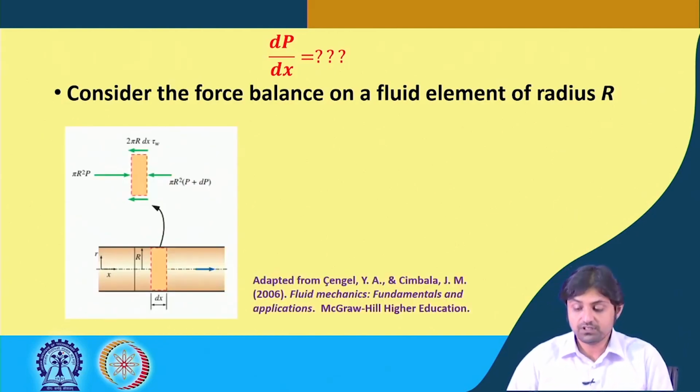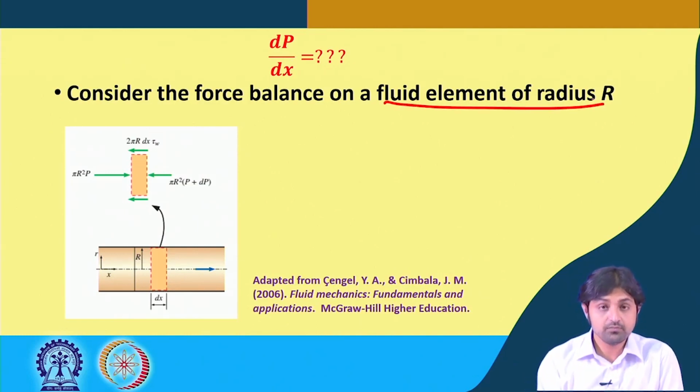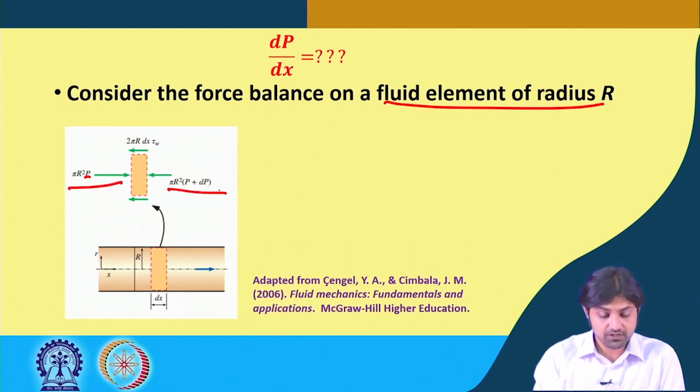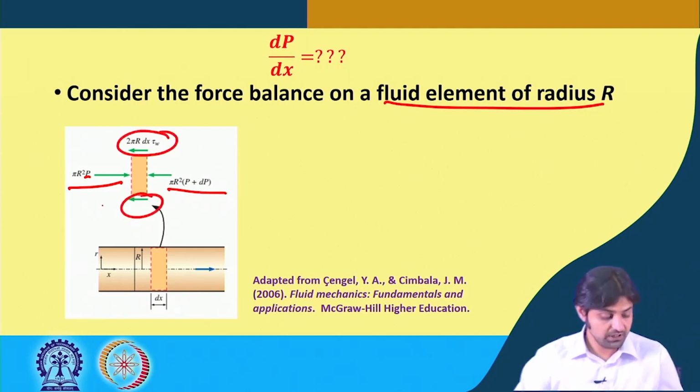To find dp dx, we have to consider the force balance on a fluid element of radius r. It is quite simple. The pressure here is P, so it becomes pi r square P, this force, and this force is pi r square P plus dP, and the same thing, there is a shear stress acting here.